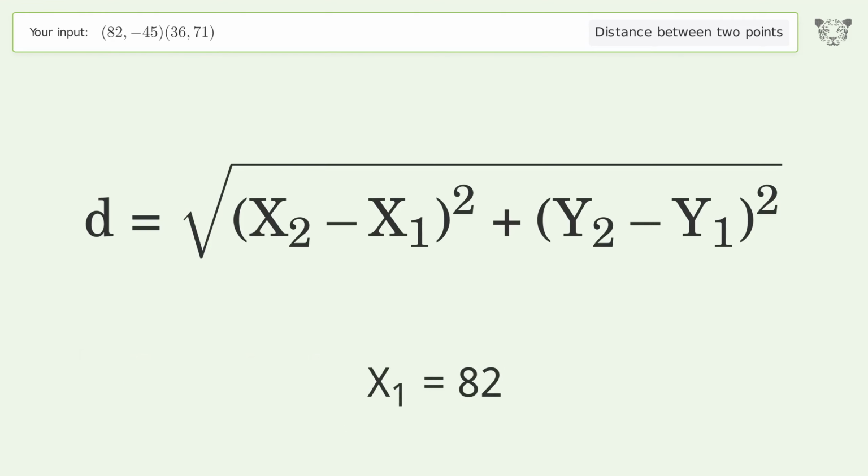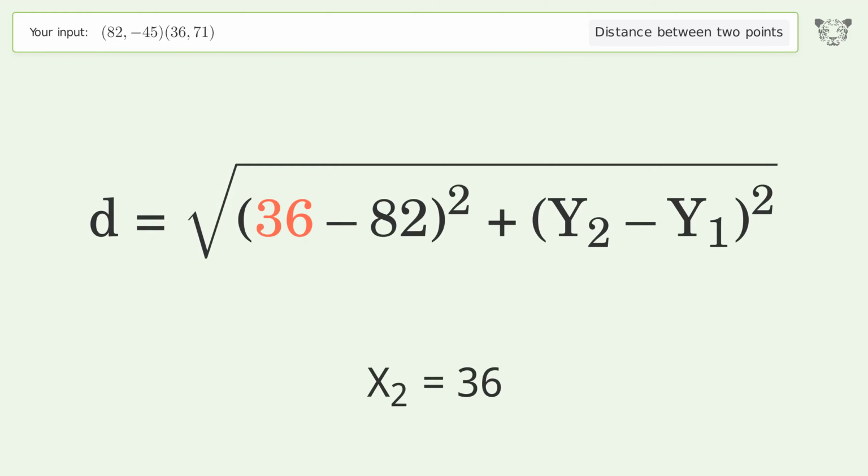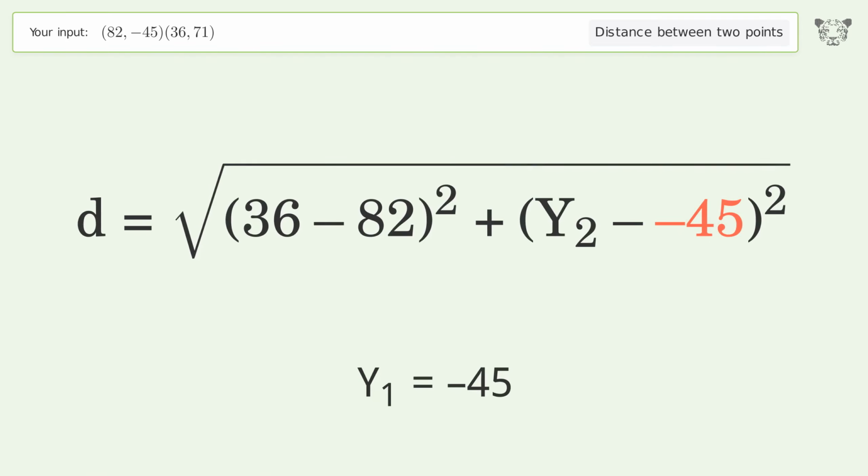x1 equals 82. x2 equals 36. y1 equals -45. y2 equals 71.